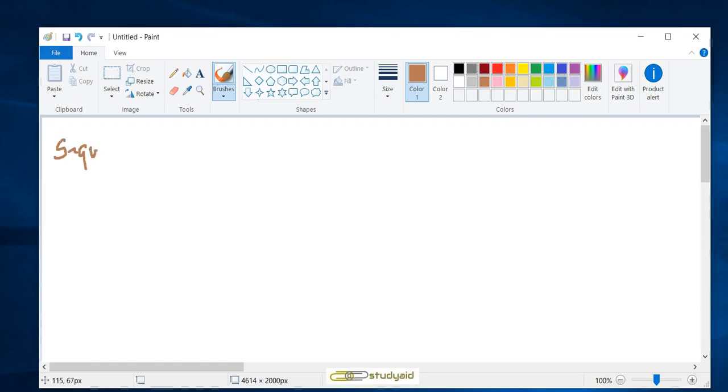We can have sequential, then concurrent, and then parallel. The sequential is happening one by one. The concurrent method is where two processes are working simultaneously, and parallel is the one where there are two separate execution paths. So let's take an example.